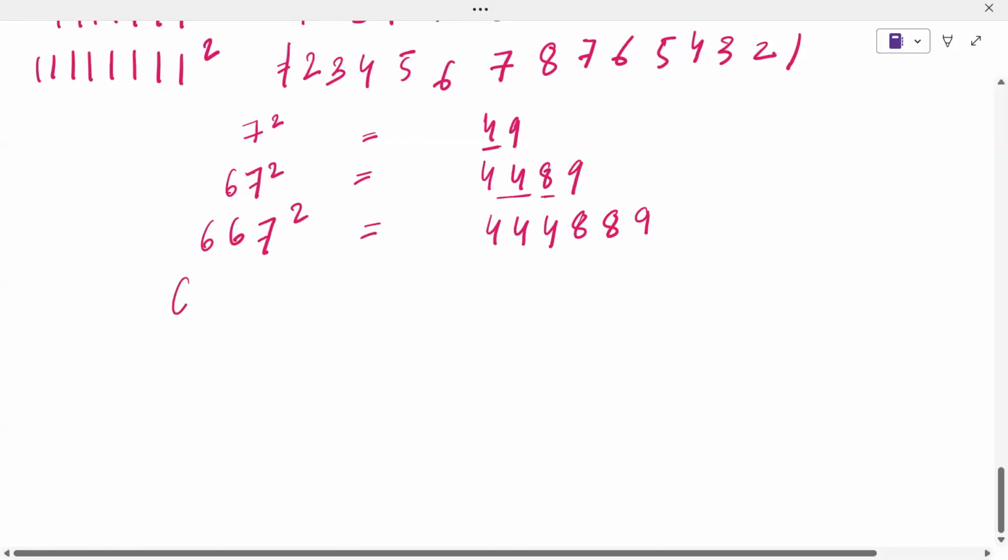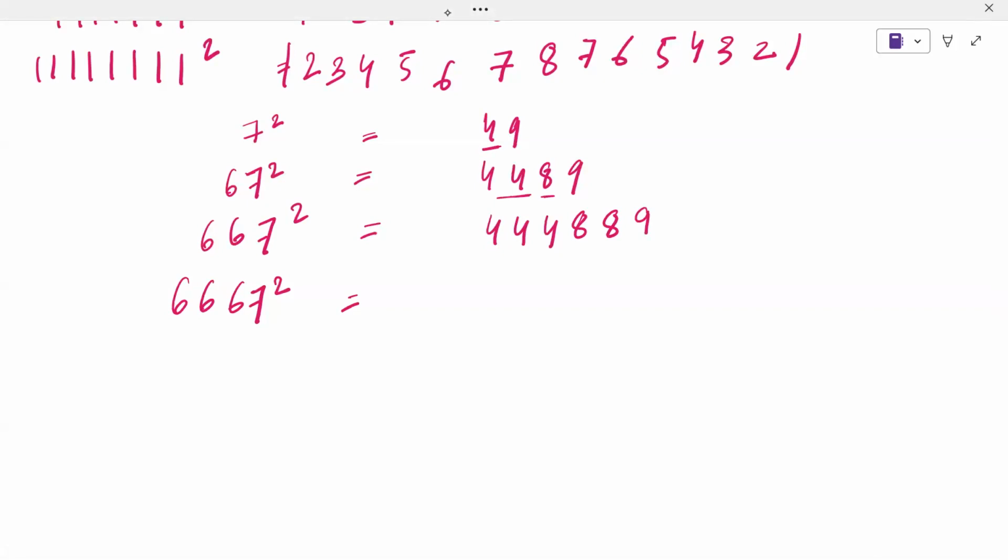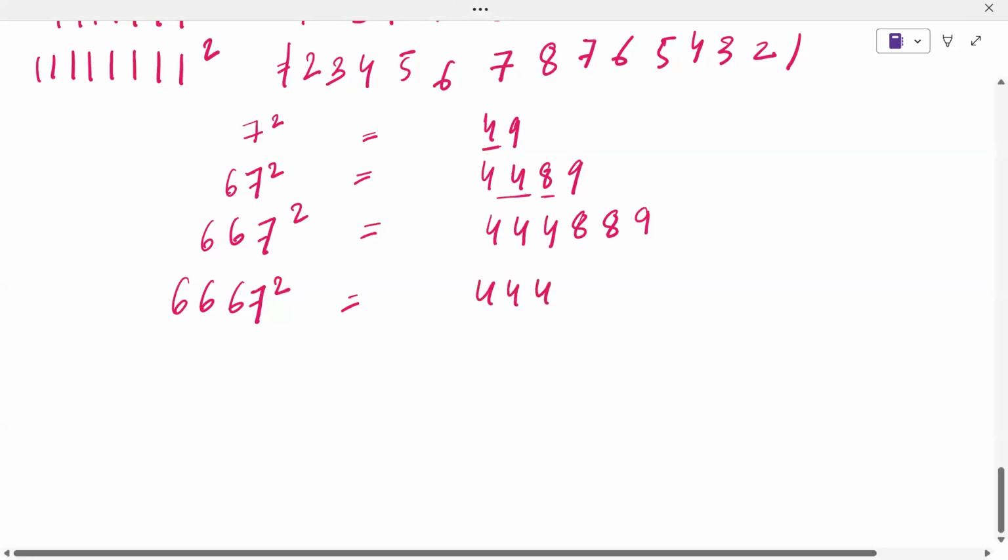Okay. Then you have 6, 6, 6, 7 square. Please tell me what the answer should be now. How many 4s? Yeah, very good. There should be 4 4s. How many 8s? Very good. 3 8s. How many 9s? 2. No, only 1 9. See, I'm not changing the number of 9s. The number of 9s is not supposed to change.